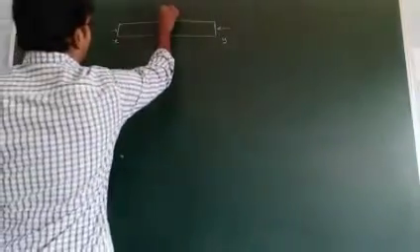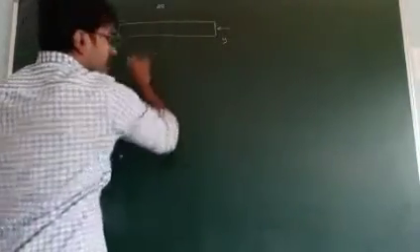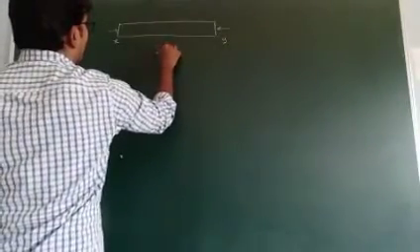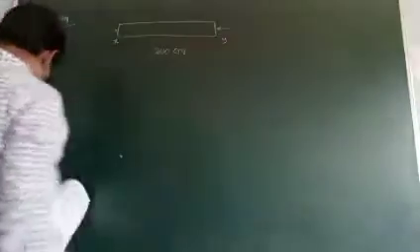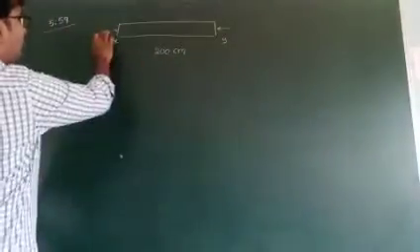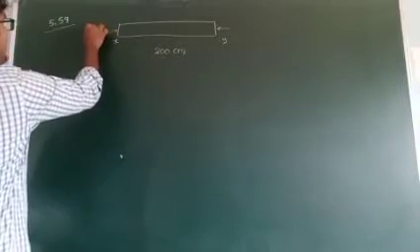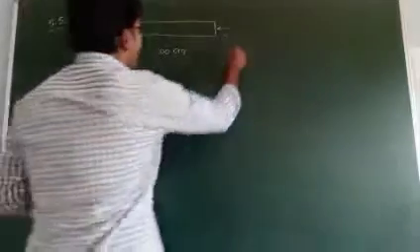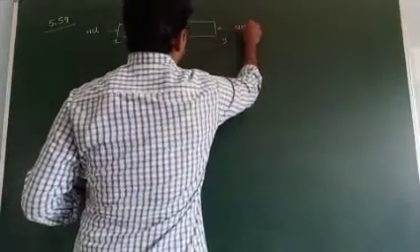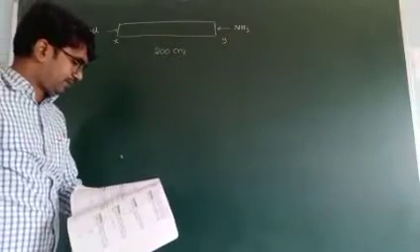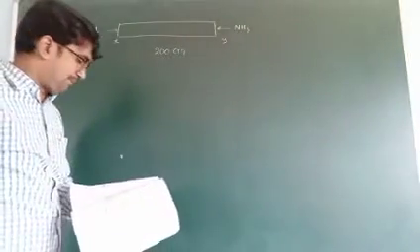The total length is 200 centimeters. HCl gas is passed through inlet X, and at inlet Y, NH3 gas, ammonia gas, is passed, at the same time.